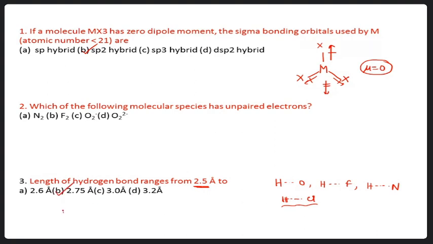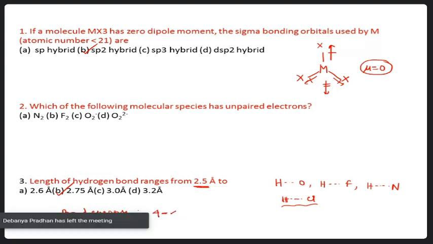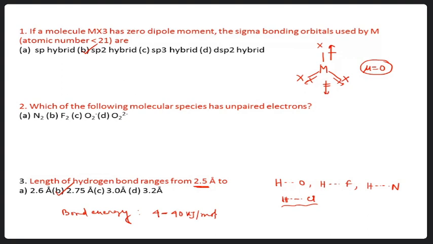And what is the hydrogen bond energy? The value is 4 to 40, maximum 40 kilojoule per mole. Sometimes it is written as 4 to 10, but there are several examples where 4 to 40 is also present.